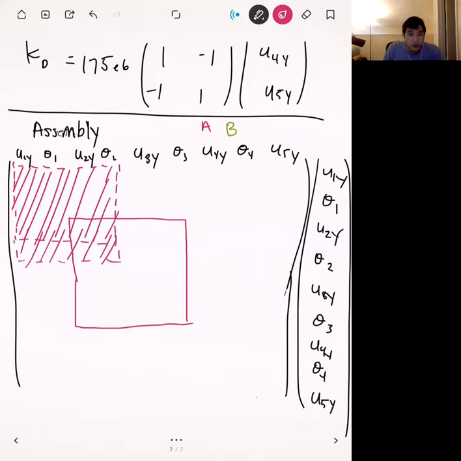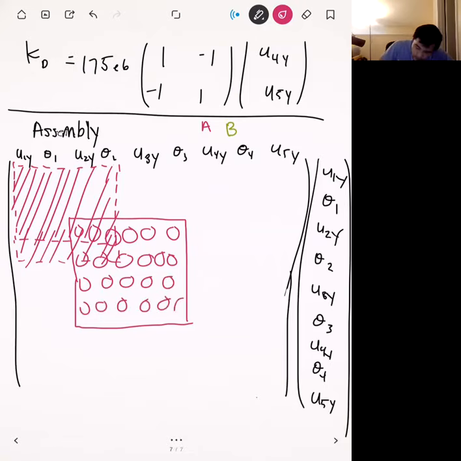And then from here you can use a different pattern on the inside of the box. Instead of slanted lines like that, you can fill it in with little circles or something. If you do that, then I can clearly see that you have two different element stiffness matrices here, and they're going on different components. Okay. And so that's element B.